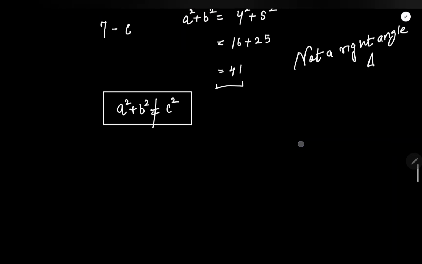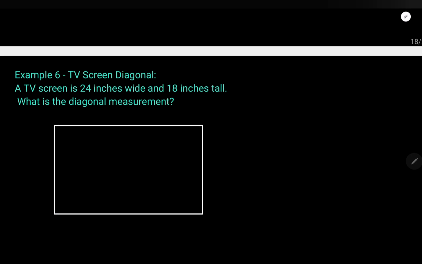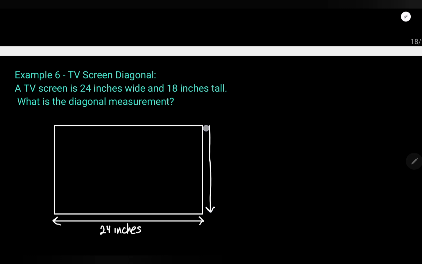Okay, so after this we have question number 6. What is question number 6? TV screen diagonal. We know that a TV screen is a rectangular screen, right? They are saying a TV screen is 24 inches wide, so I say this is 24 inches, and 18 inches tall. This is 18 inches tall.